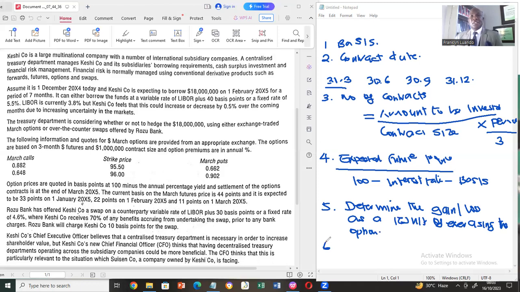Then 6, determine the net return since we are investing. Net return on investment in this case. If you are borrowing, it will be the net amount to be paid. So basically, those are the steps that you need to take into account. So we'll read through the question together.